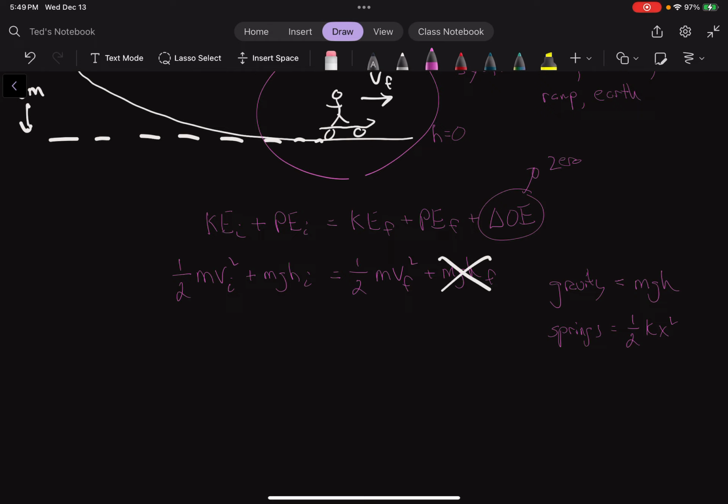So I'm going to multiply both sides of the equation by 2. When I multiply the left-hand side of the equation by 2, I have to distribute it to the whole thing. So I get m v initial squared plus 2 mgh initial is equal to, and when I multiply the right side of the equation by 2, I get just m v final squared.